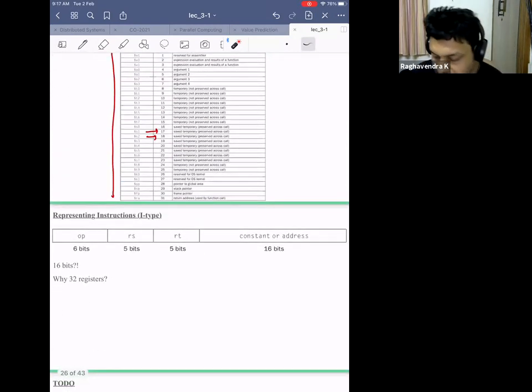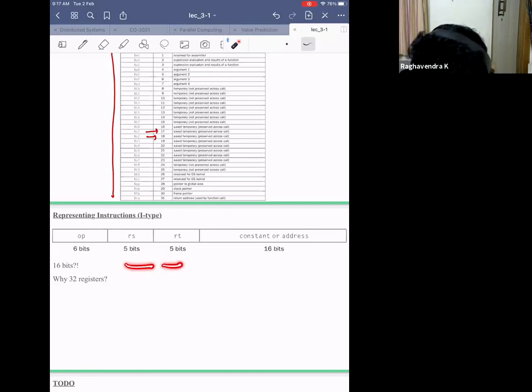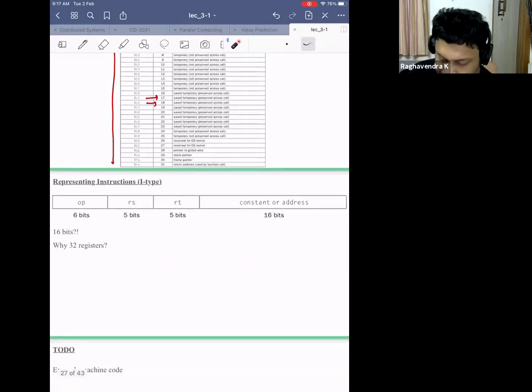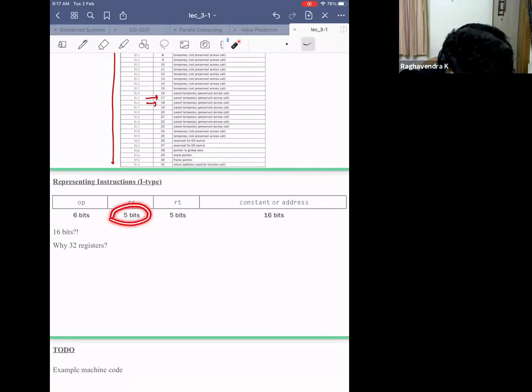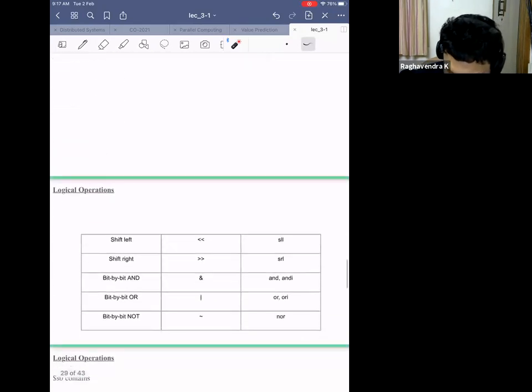There is one more type of instruction called I type instruction. The I type instruction says that I have a source, I have a destination, and then I have a constant. The constant is 16 bits. We'll see an example of this later. But before that, by looking at it, you can say that it is 32 registers because it is 2 power 5. We'll see why 16 bits in one go.